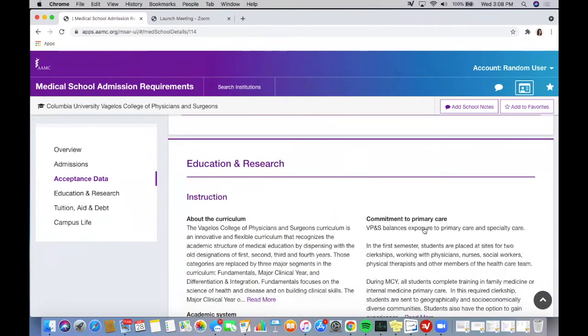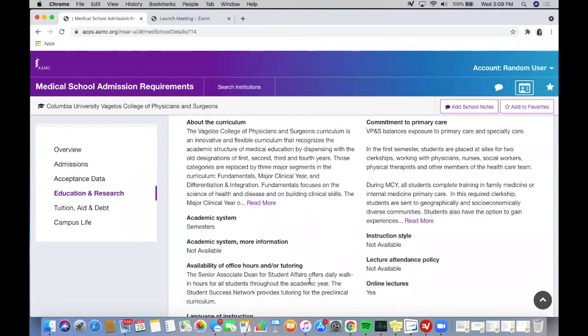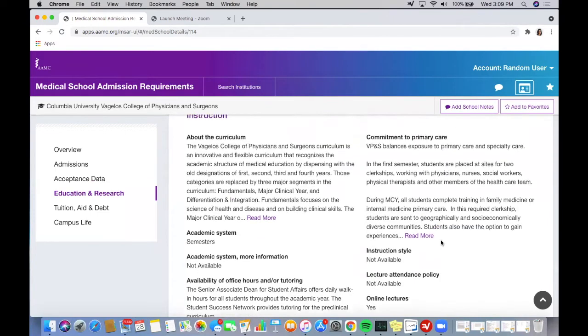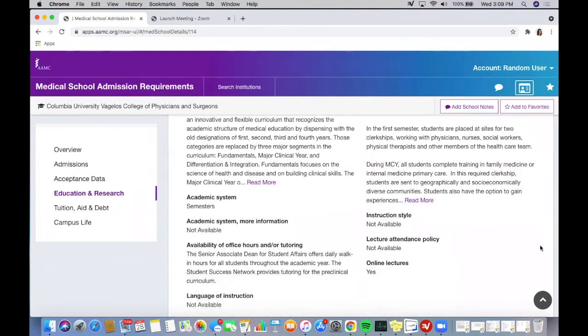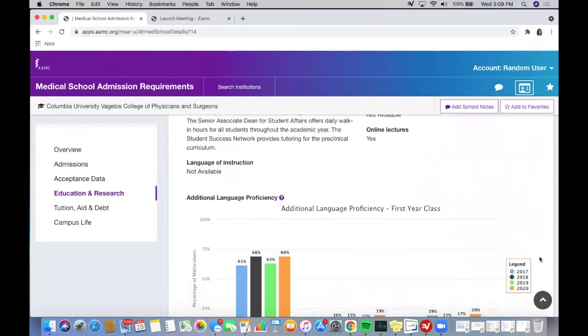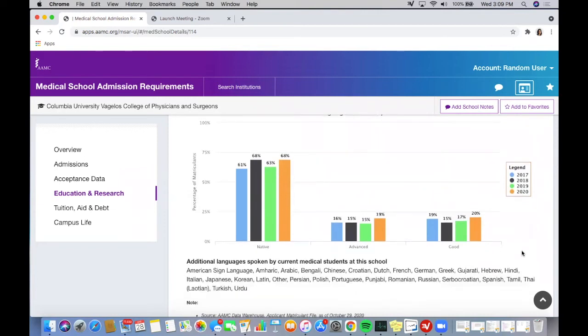Then you're going to get down to some information about the school's curriculum, office hours, tutoring. So a whole bunch of information here, their commitment to primary care. So this again is going to give you some ideas about what sets Columbia apart. And if there is a Why Columbia secondary essay this coming year, that's going to help you to write that essay. It's going to give you some information for that essay. Then we're going to talk about language proficiency, right? So, in terms of additional languages that students speak, and is that a native language or not?